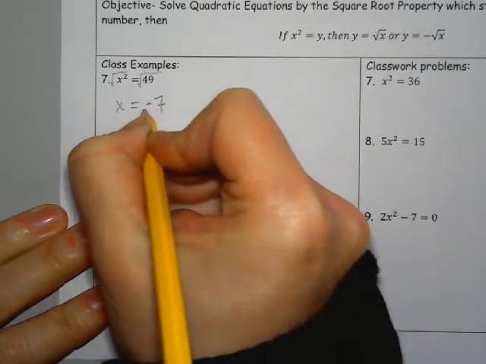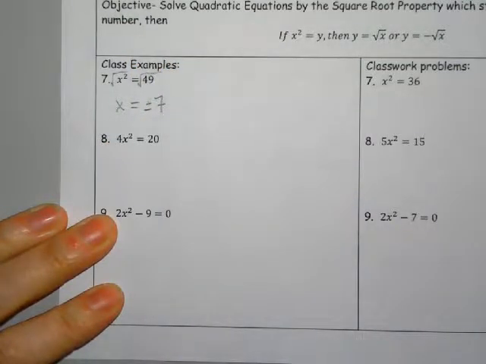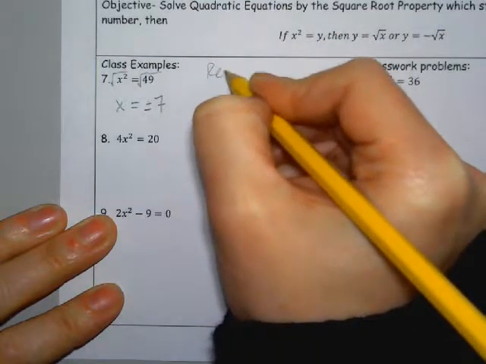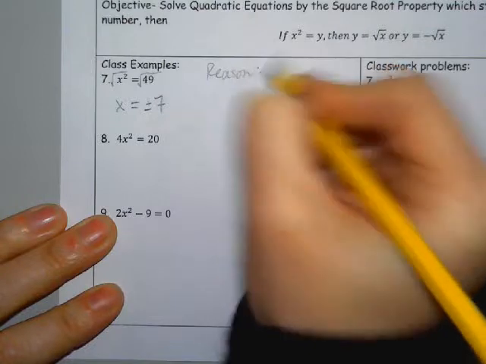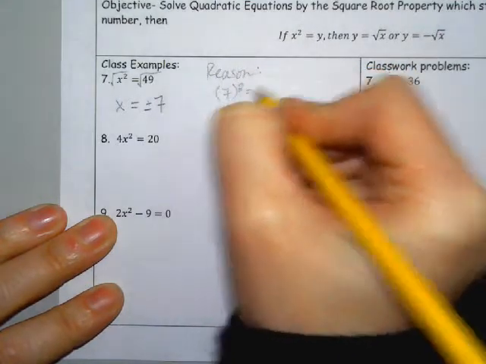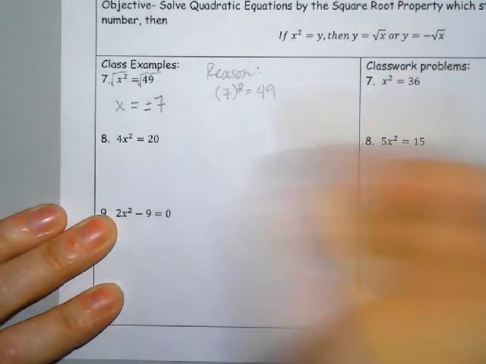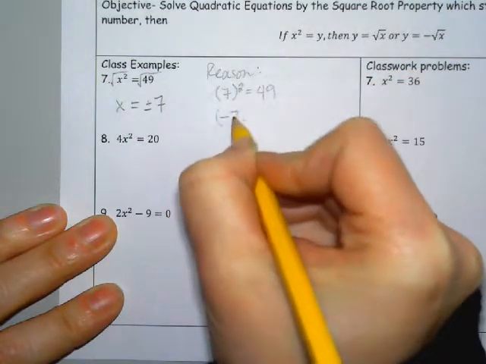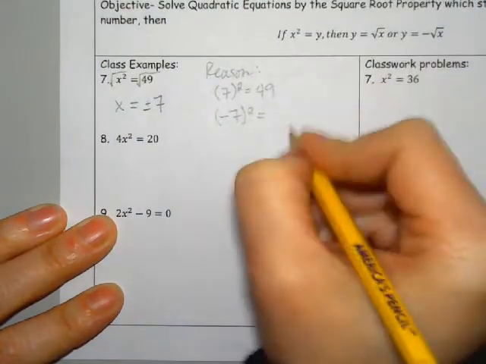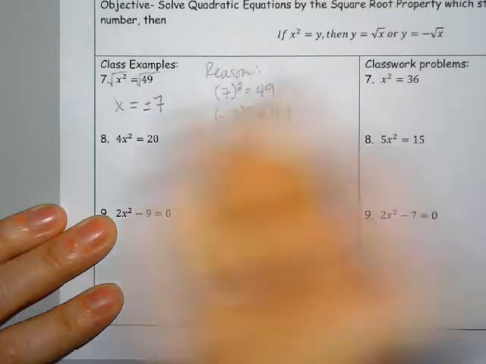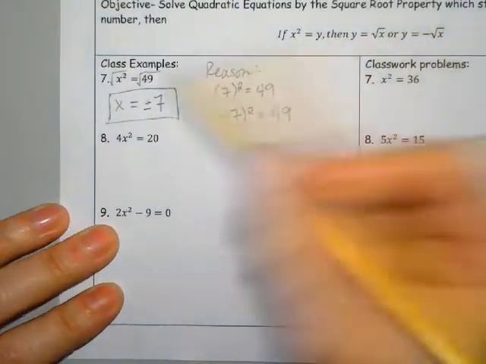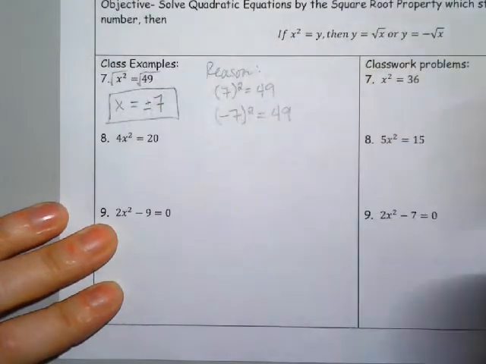Number 8, 4x squared equals 20. What's my first step going to be? Divide by 4, because I have to get that x squared alone before I want to start square rooting. So what am I left with on this side? X squared, because those 4's divide out to 1, so I've got x squared equals 5. Now I square root it.